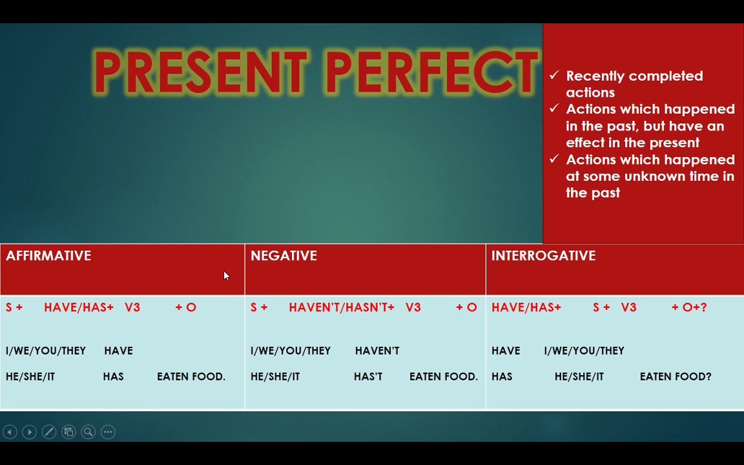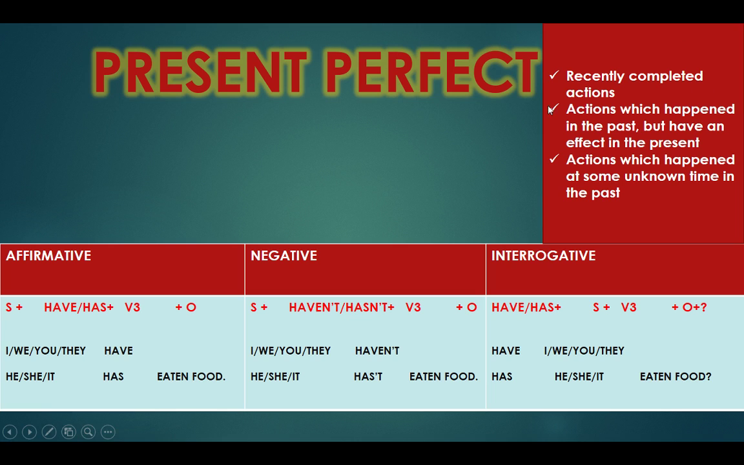Present perfect tense. Where do we use it? Let's talk about the usage first. Recently completed actions. Okay, the first usage of present perfect tense, ladies and gentlemen, is recently completed actions. For example, I have eaten food. I have done my breakfast. Or I have done my homework. This is something that I have done recently. You get it?